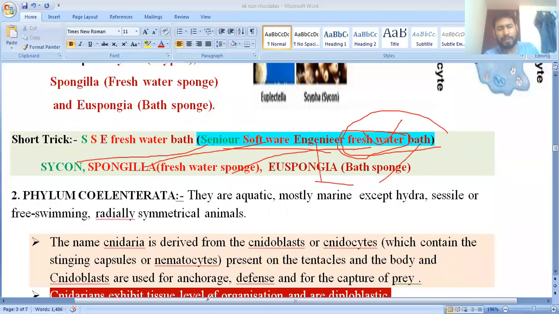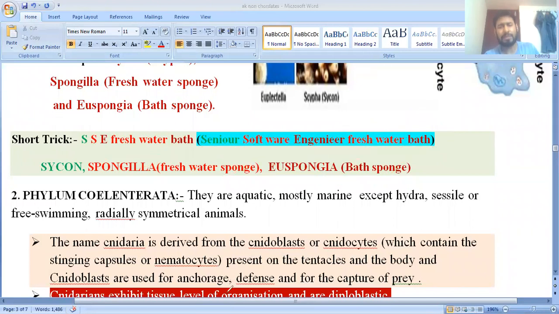Next, I am going to discuss the next phylum, which is Coelenterata. Coelenterata means Coelenteron. Coelenteron means gastrovascular cavity, which is inside the body. They are aquatic, mostly marine, except Hydra. You should know that Hydra is a freshwater animal. Clear? They are sessile or free swimming, radially symmetrical animals.